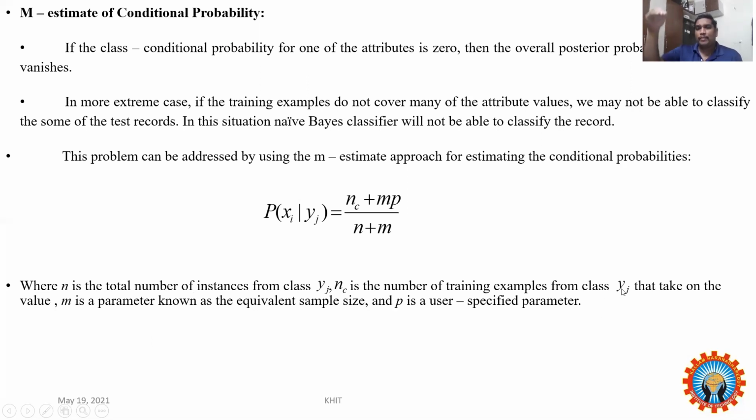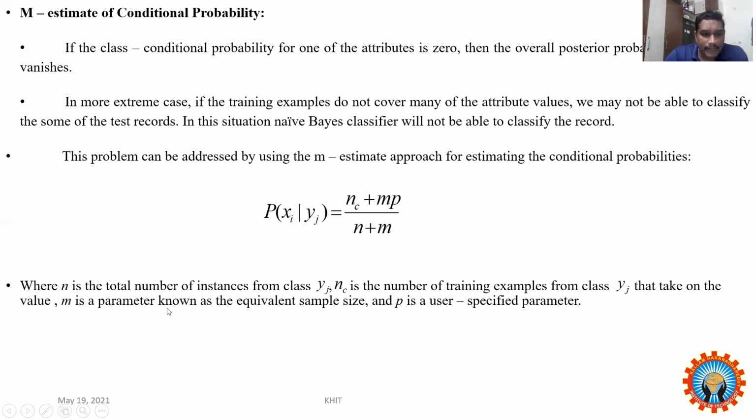For example, in a particular class variable yj, the nc values are for categorical attributes, so they have 3 or 4 values. In the default borrower case, we have 2 values, yes or no. So nc is the number of training examples from class yj that take on the value. Here the nc value is 2 and the n value is 10.